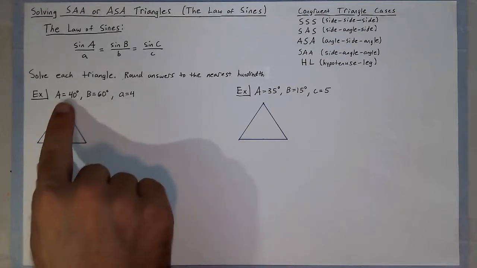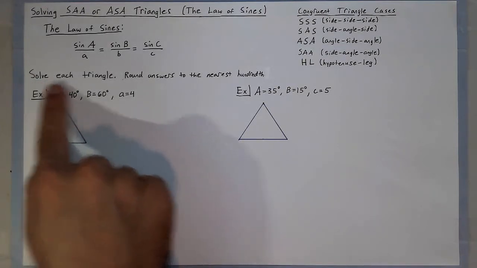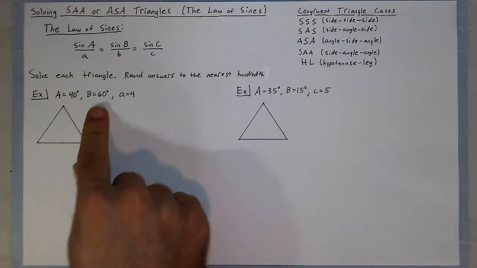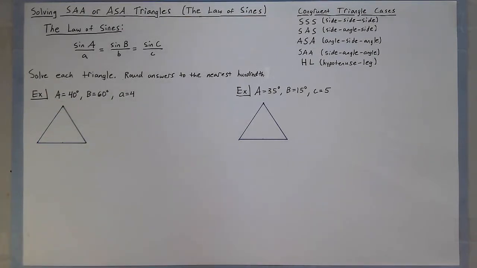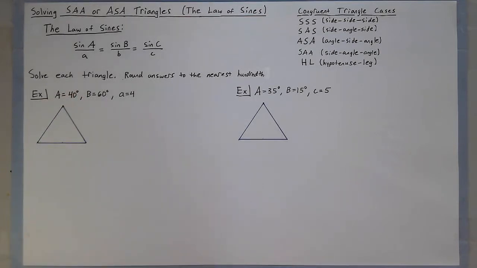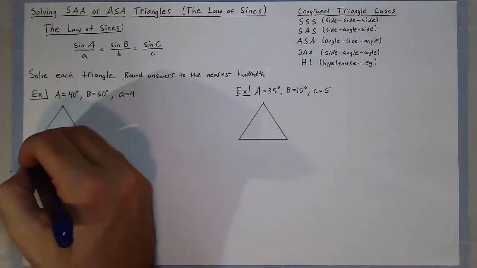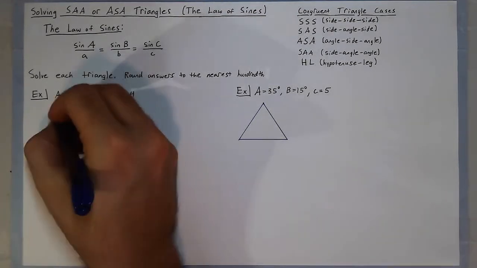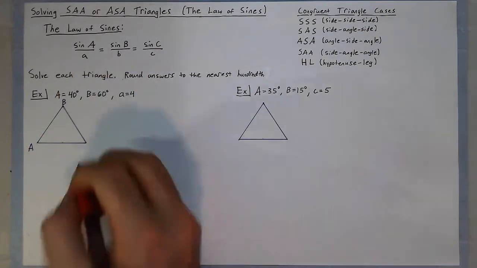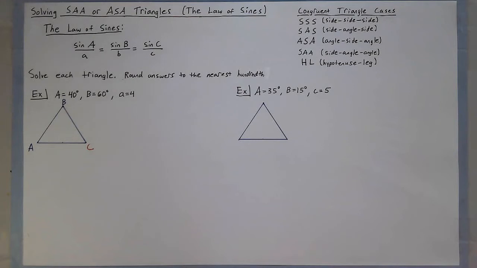So here I have, for this first one we're going to solve, angle A is 40, angle B is 60, and side A is 4. Now you'll see here none of the angles or the sides are labeled, but you can just go ahead and label them wherever you'd like. We know what A is. I like to put my A in the bottom left, my capital B angle at the top. We don't have angle C yet, so we'll find that.